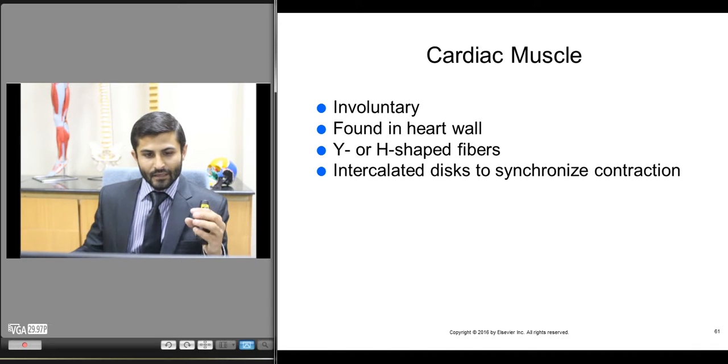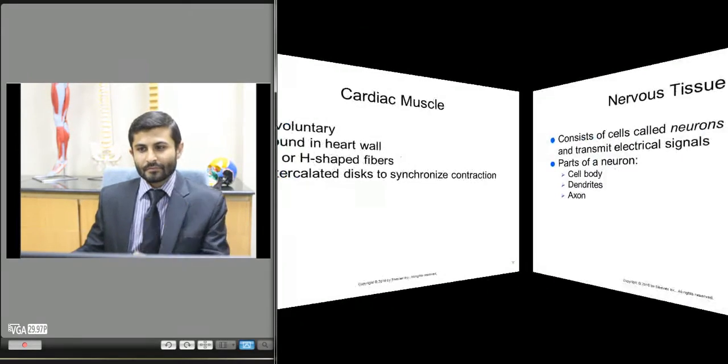In this concept, they told us that the heart acts as a functional syncytium, as one unit, as a single unit. This property is only for the cardiac muscles: if you stimulate one cardiac muscle, the action potential will travel throughout all the cardiac muscles and the heart will collectively contract as a single unit.